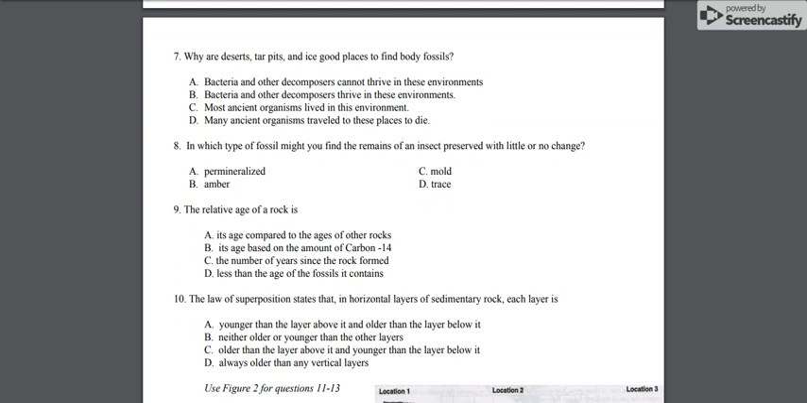Number 7, why are deserts, tar pits, and ice good places to find body fossils? A, bacteria and other decomposers cannot thrive in these environments. B, bacteria and other decomposers can thrive in these environments. C, most ancient organisms lived in this environment. D, many ancient organisms traveled to these places to die.